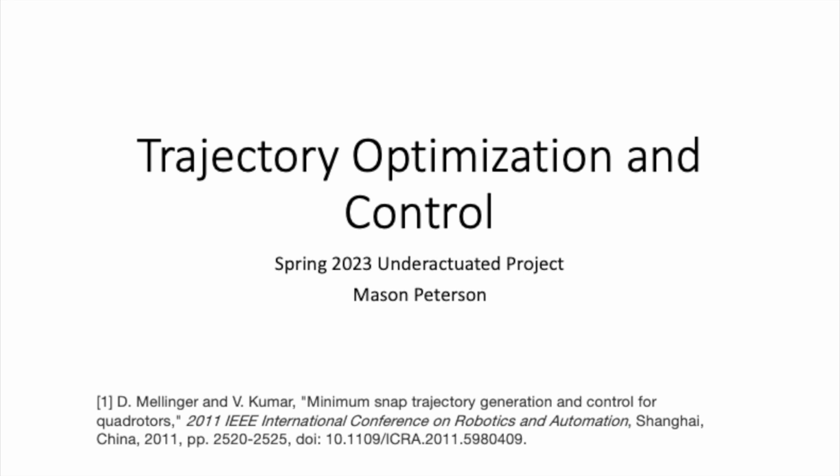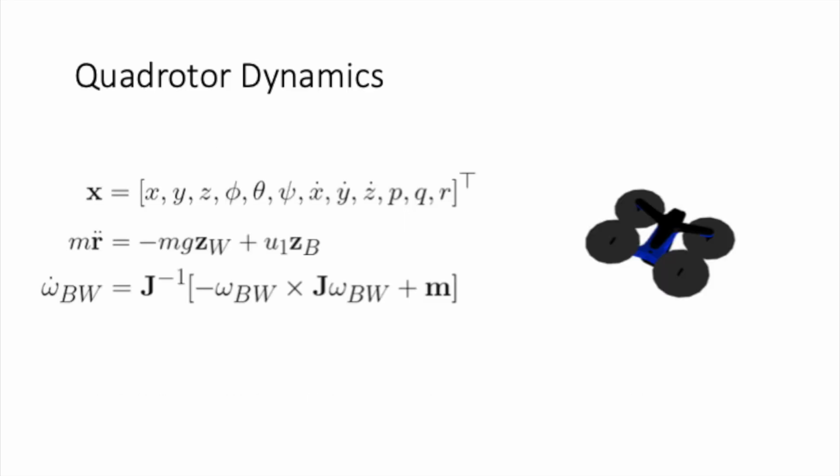The objective of my project is to use trajectory optimization to generate trajectories for quadrotors. Much of this project is based off the 2011 ICRA paper, Minimum Snap Trajectory Generation and Control for Quadrotors. The quadrotor dynamics are modeled using a 12 degrees of freedom state vector containing the position, orientation, and linear and angular velocities. Newtonian mechanics are used to model linear accelerations, and the angular acceleration model is shown here.